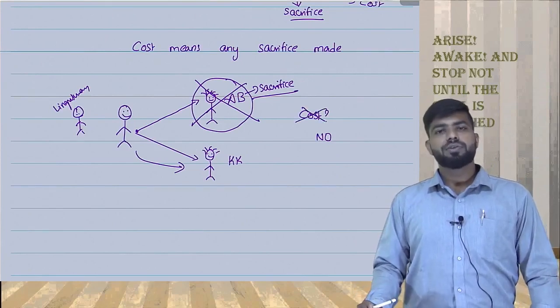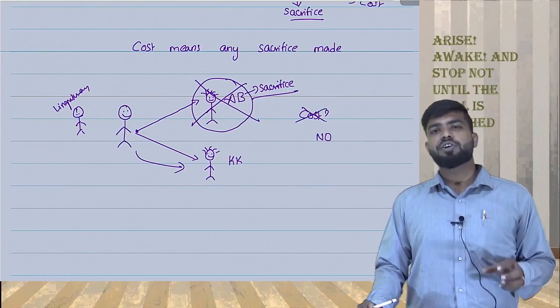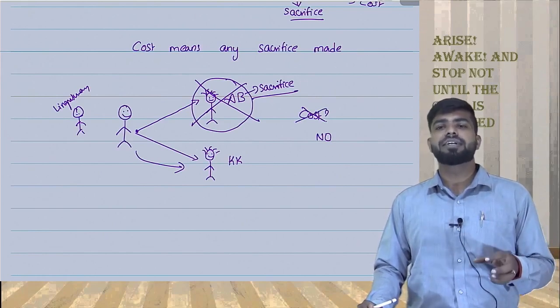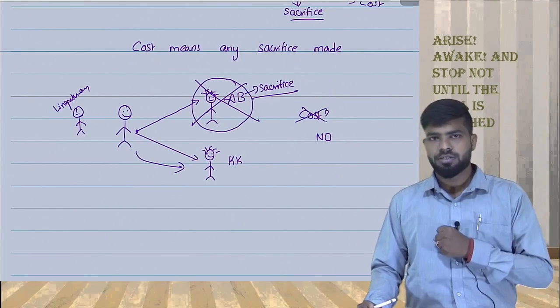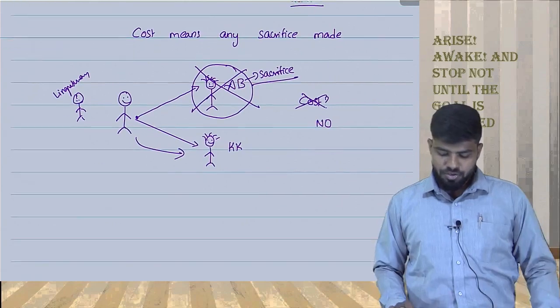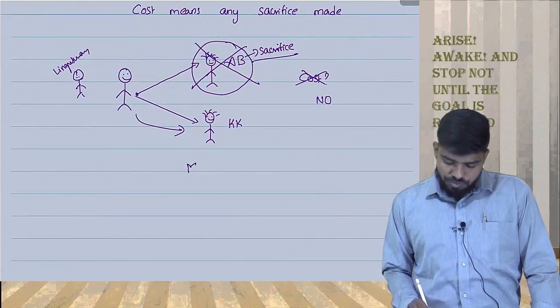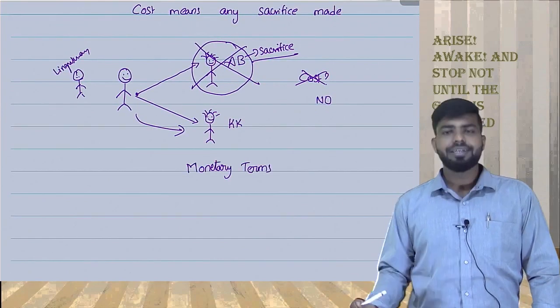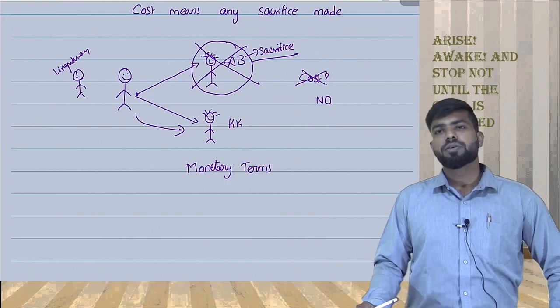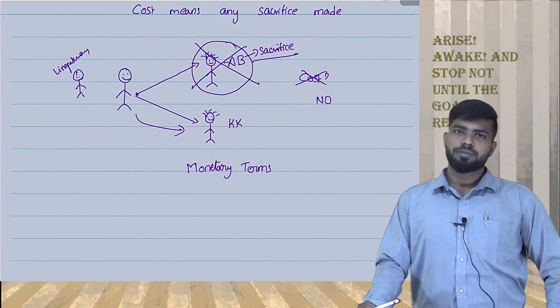So to take anything as a cost, it should be quantifiable in monetary terms. Monetary terms, in the sense of money terms. Then only we can call it the cost. Do you understand what I am saying? So the cost should be in monetary terms. Then only we can call it the cost. The second condition is that it should be quantifiable in monetary terms.